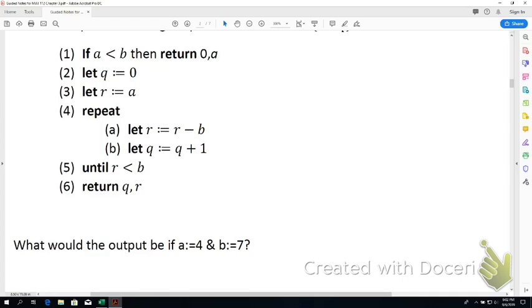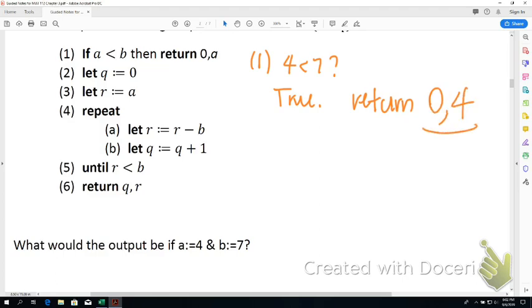So for the first step here, A is 4, so is 4 less than 7? This is true, right? So I am going to do what's after the then statement. So I'm going to return 0, comma A, which is 4. So that's what I see. And this tells me that my output would be 0, comma 4. So the quotient is 0. The remainder is 4.